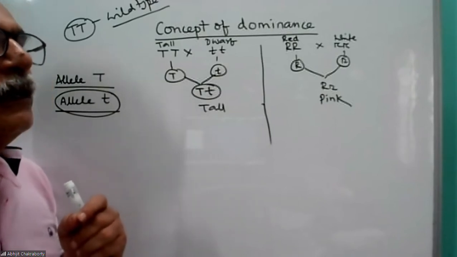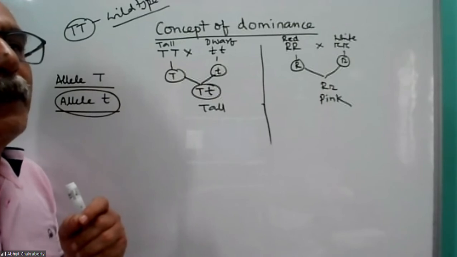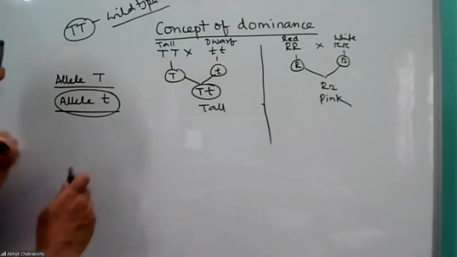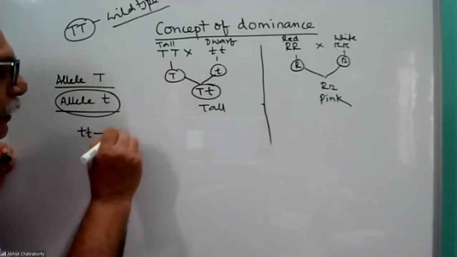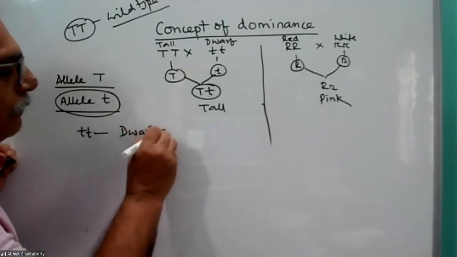Now this mutated form, whenever present together, then dwarf plants are produced. Like this, whenever you get small t together, you will get a dwarf pea plant.